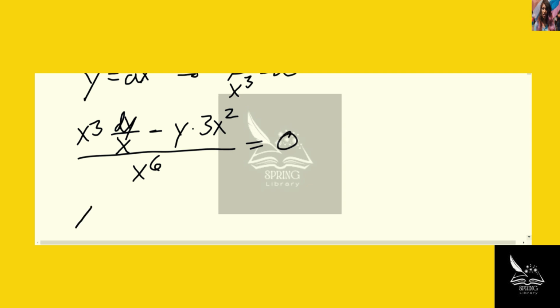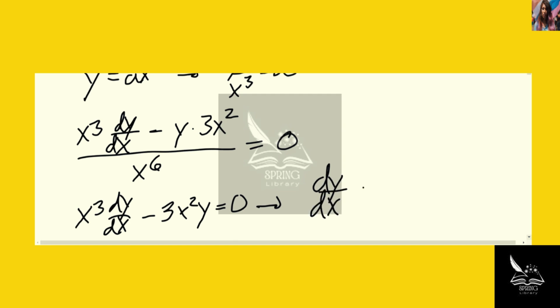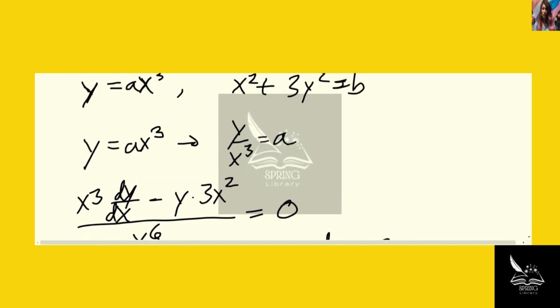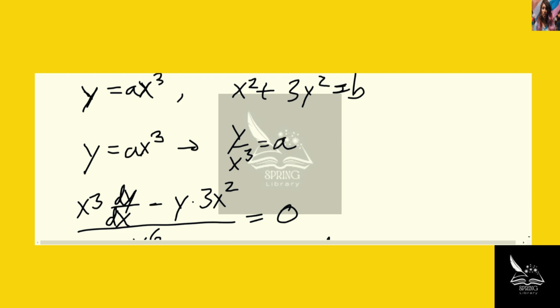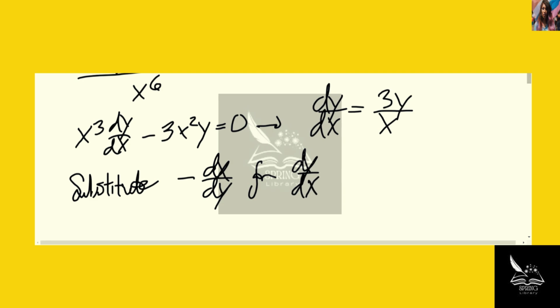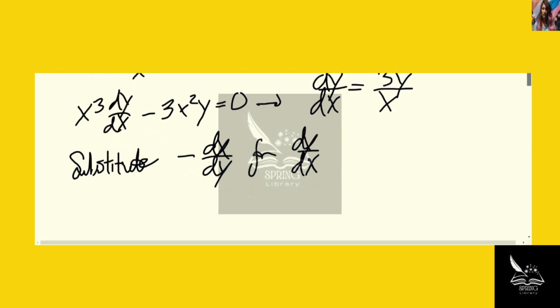This is good because now our slope is only going to depend on y and x. Solving for dy dx, we have x cubed dy dx minus 3x squared y equals 0, and therefore dy dx equals 3y over x. Now, this is the slope of our first family of curves. We know that the slope of our second family of curves has to be the negative reciprocal. So we want to substitute negative dx dy for dy dx, so that the tangent lines are perpendicular at the points of intersection. Therefore, we get negative dx dy equals 3y over x.